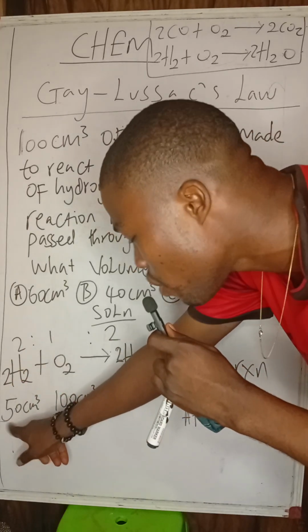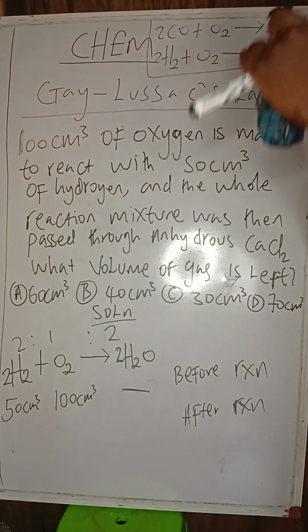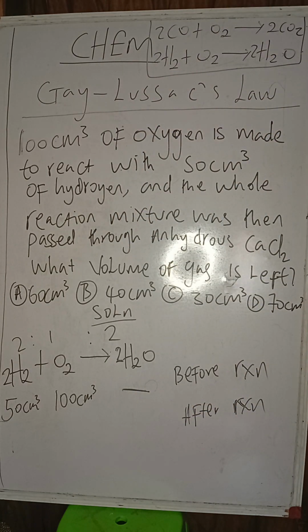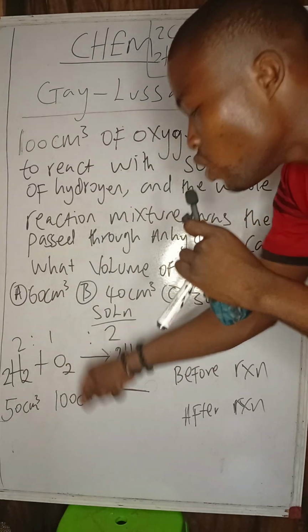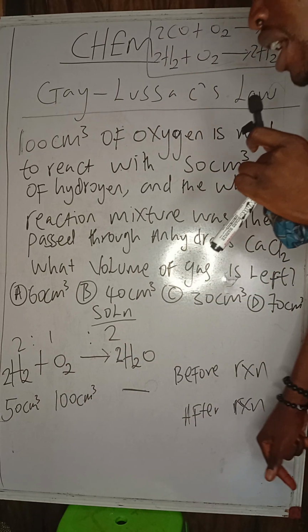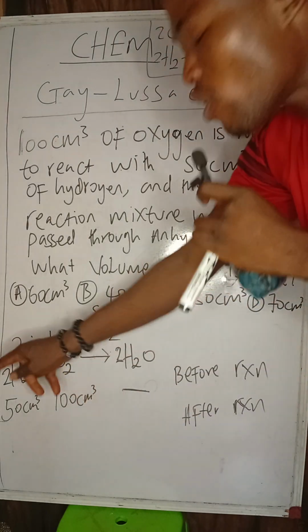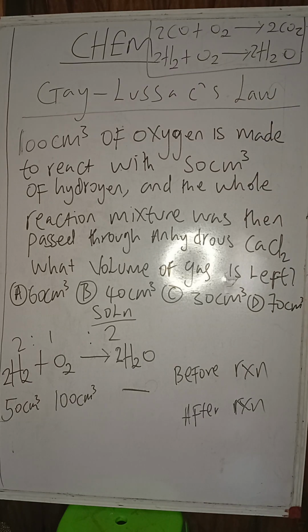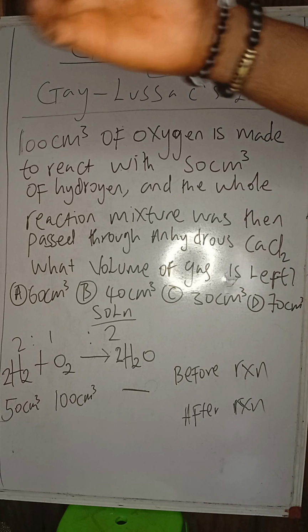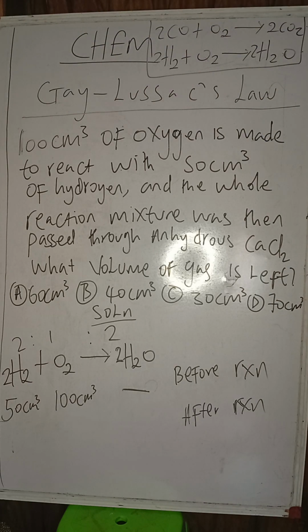So 50 requires 25. Since 50 requires 25, and 100 was given to us, it means that oxygen is in excess and hydrogen is limited. Hydrogen will get used up by the end of the reaction. So at the end of the reaction, hydrogen will be completely used up. Oxygen will be remaining, so oxygen is in excess.